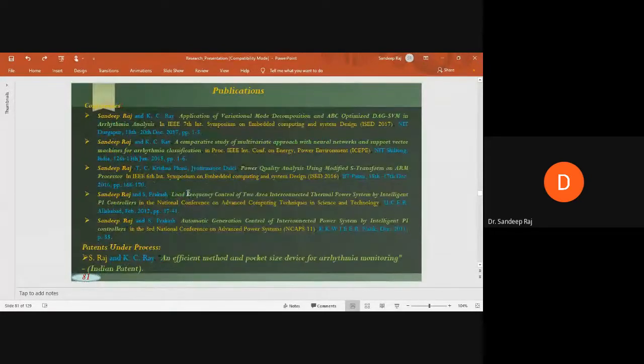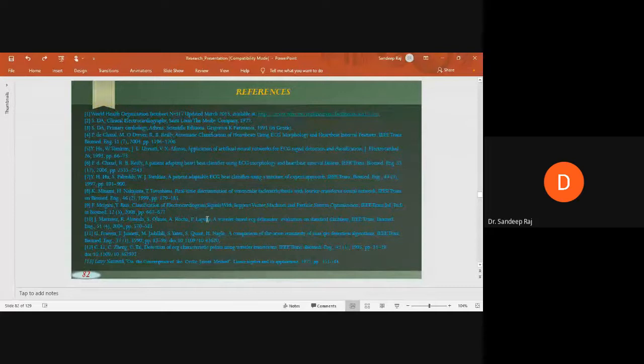So there are a lot of publications. The patent is also under process, and these are the references which have been studied to undertake all of this work. So I have 7 minutes left, so it's all from my side. I would love to take questions from your side.